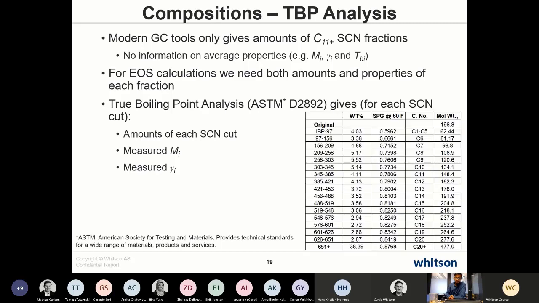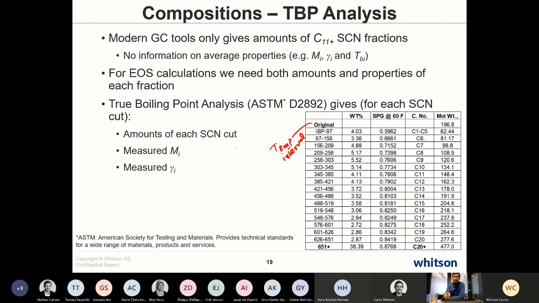So this is an example of true boiling point distillation data. Here you have the temperature intervals, for example, the initial boiling point to 97 to 156 degrees. You have the weight percentage of the fraction that is removed or distilled off, and the specific gravity of each individual cut. What is the associated carbon number?